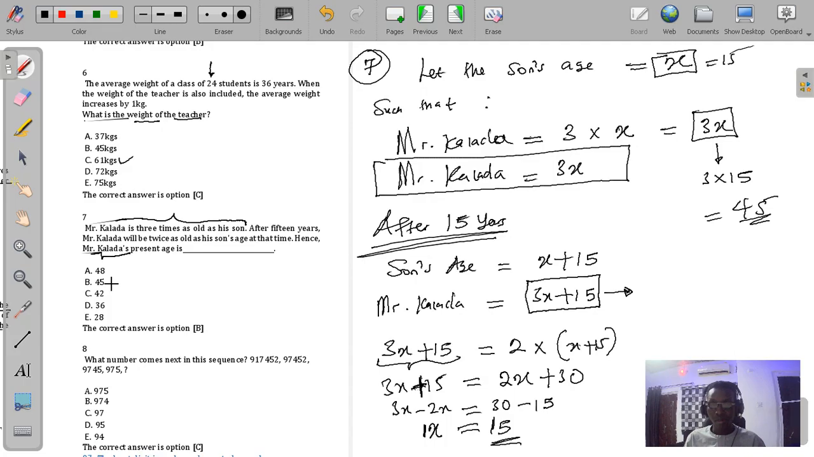So I hope I've been able to try my best to explain this clearly to you guys. So is it clear? That's option B, and B is correct. Is that clear, guys? Any question? Okay. So you can take a screenshot now.